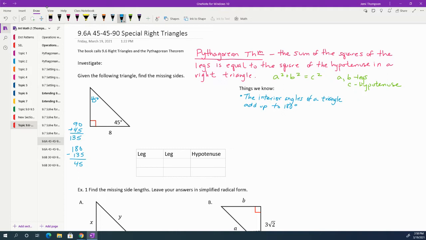Something else that I know about triangles is that when I have congruent angles, then the sides across from those congruent angles are also congruent. So what does that look like? I have that angle 45 and angle 45 are congruent. So what that means is that the sides across from them, across from this 45 degrees, is this side 8. And across from this 45 is this side over here. So this has to be congruent, which means that this is also 8.